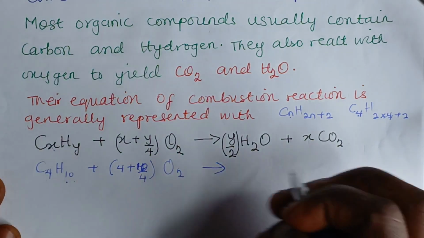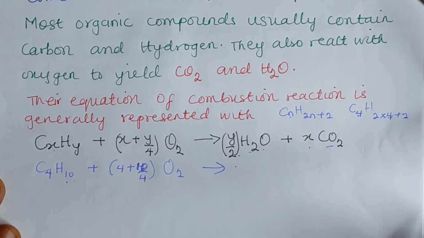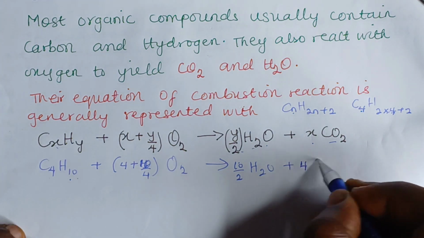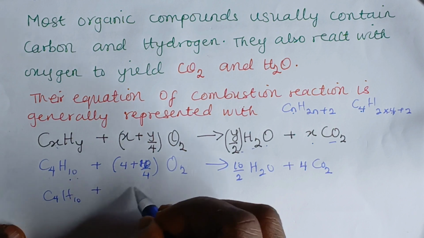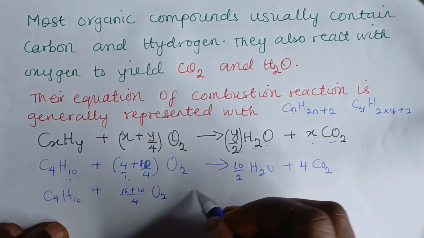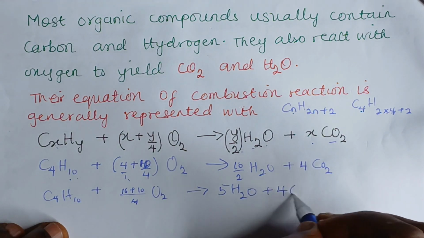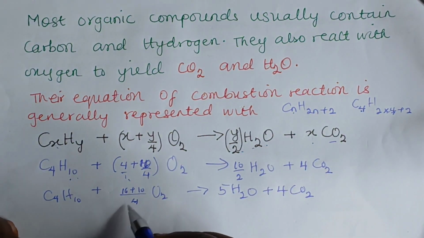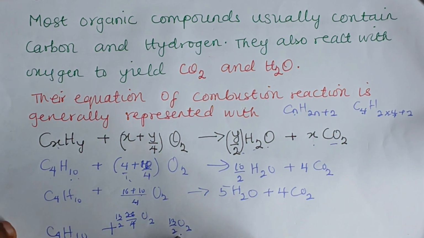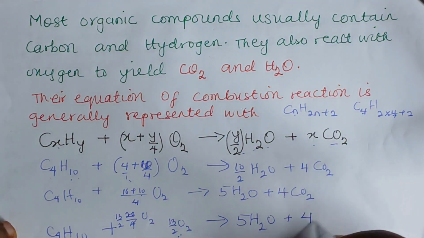A hydrocarbon reacting with oxygen will give you water and CO2, but we need to get their coefficients to complete the equation of reaction. So y is 10 here, and with 2 here we have 5 H2O, plus x, which is 4, CO2. So we have C4H10 here, and to simplify this, we have 4 times 4, 16, plus 10, over 4 O2 to give 5 H2O and 4 CO2. From here we can simplify this as 26 over 4 O2. Cutting it down, we have 13 over 2. So we can leave it as C4H10 plus 13 over 2 O2 to give 5 H2O and 4 CO2.